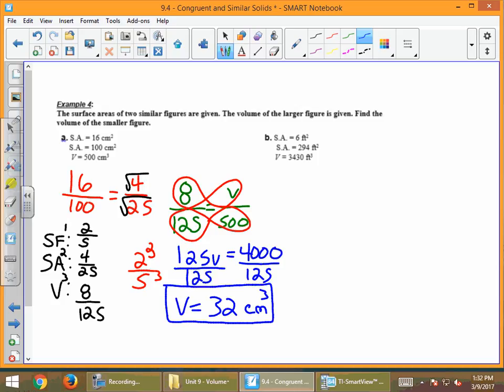Now, man, that's a lot of work. You're doing the same thing. It's like anything else we do. You're taking the piece you have, you're simplifying it. You're finding all those ratios. You're matching up the appropriate ratio to find the missing piece.